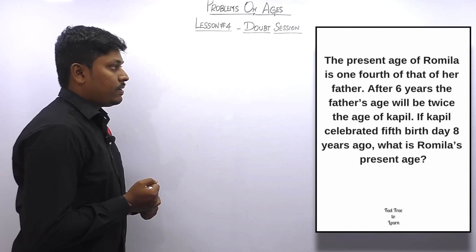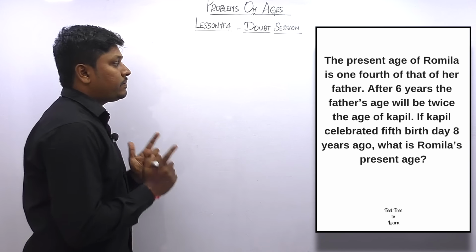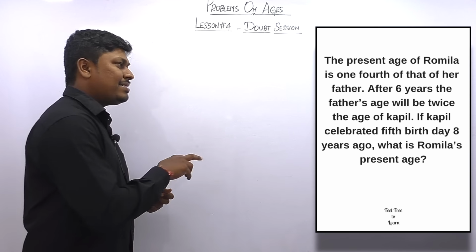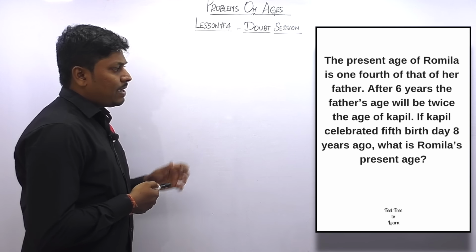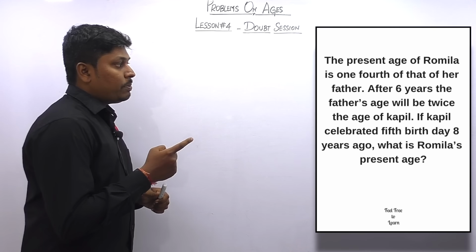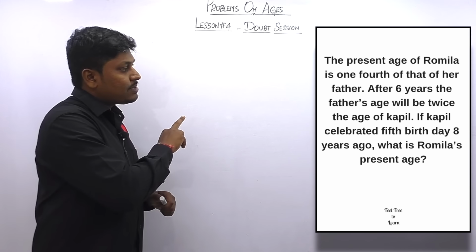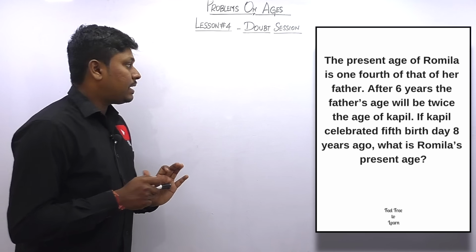Question number 5. The present age of Romila is 1/4 of her father's age. After 6 years the father's age will be twice the age of Couple. If Couple celebrates the 5th birthday 8 years ago, what is Romila's present age? So see here they are talking about 3 persons. One is Romila and the father, and the next is Couple, right? The father's age is compared with Couple.